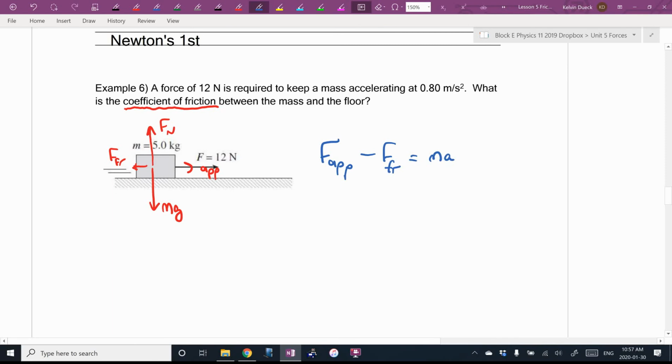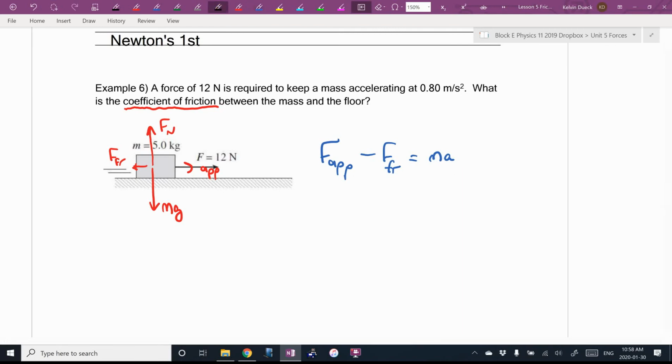Is this question asking me to find the force of friction? No. It's asking me to find the coefficient of friction. What's the Greek letter for the coefficient of friction? Everybody, friction is what times what? Mu times the normal force.